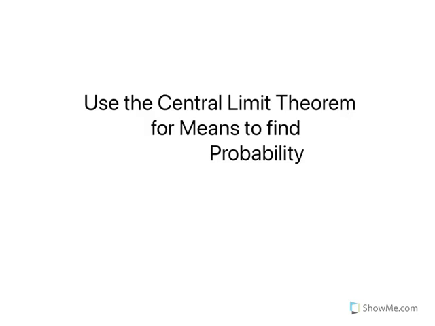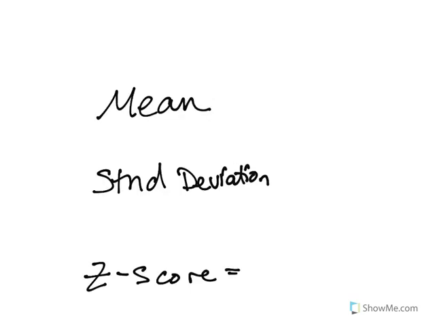Use the central limit theorem for means to find probability. Now, the central limit theorem for means to find probability, we are basically saying, okay, let's say we know the population mean and standard deviation, right? We know the population mean is mu, standard deviation is sigma.